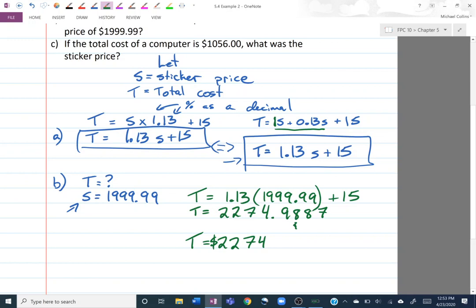So $2,274.98. Since the second 8 is 5 or larger, we round up to 99. The total cost would be $2,274.99. Let's look at C.